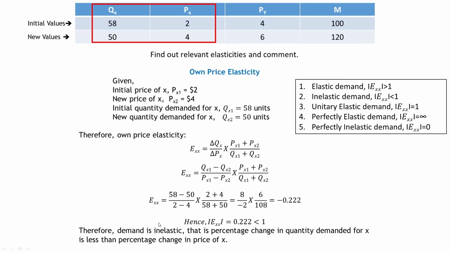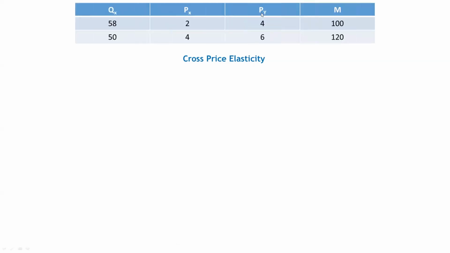This is how we can measure own price elasticity of demand using arc elasticity formula. Let us now turn to cross price elasticity of demand. When quantity demanded for X changes due to the change in price of Y, we can measure cross-price elasticity of demand. When we measure cross-price elasticity, we consider the first column that shows quantity demanded for X and the third column that shows price of Y, and we ignore second and last column.